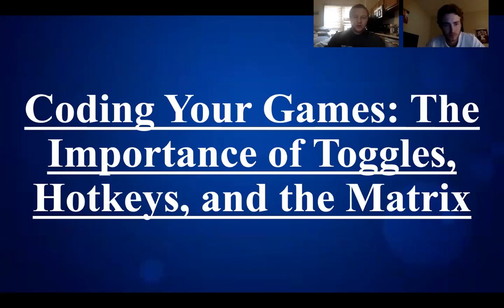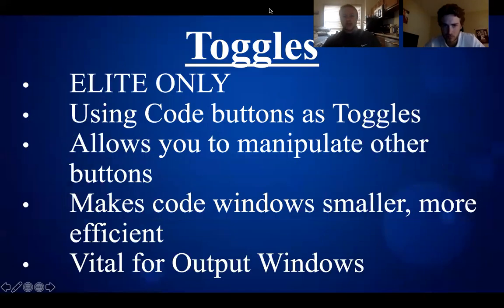Ask questions, do all the things. So: coding your games, the importance of toggles, hotkeys, and the matrix. Essentially what I want to do here is go through how we code our own games at St. Louis, what that means, and how we set everything up, how I can code it in such a way that it allows a manager to do it, and then I go in and add in. I'll also talk about the differences between pro and elite and what this looks like for all different levels. So the first thing I'll talk about is toggles.